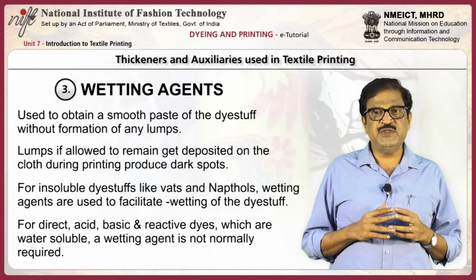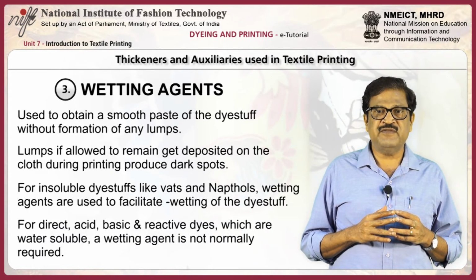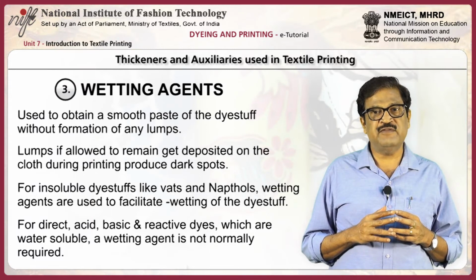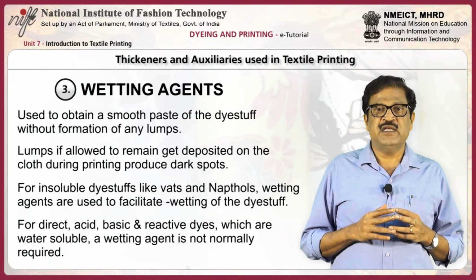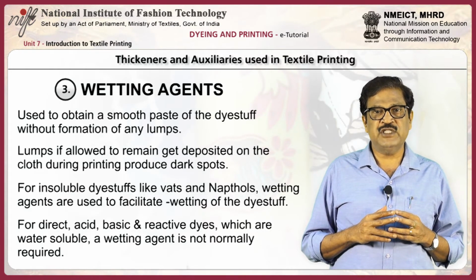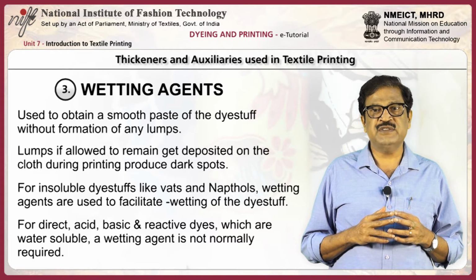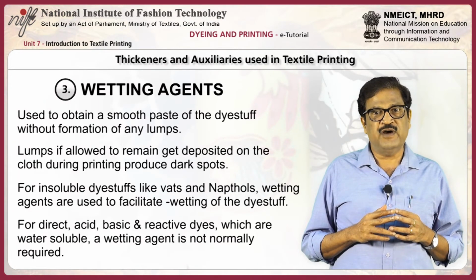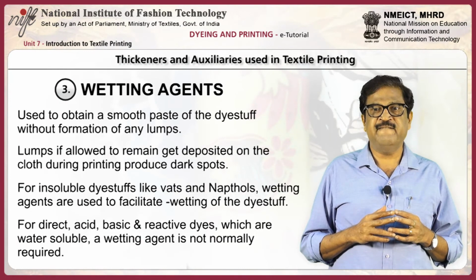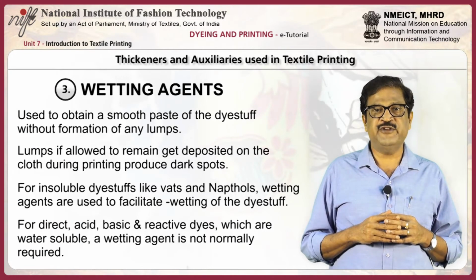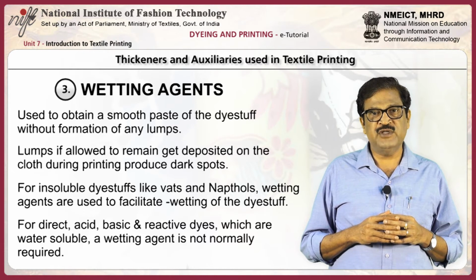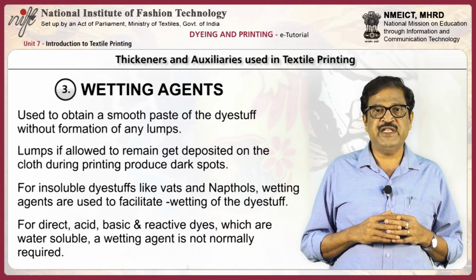Wetting agents are used to obtain a smooth paste of the dyestuff without formation of any lumps. Lumps, if allowed to remain, get deposited on the cloth during printing and produce dark spots. For insoluble dyestuffs like vats and naphthols, wetting agents are used to facilitate wetting of the dyestuff. For direct, acid, basic and reactive dyes which are water soluble, a wetting agent is normally not required.